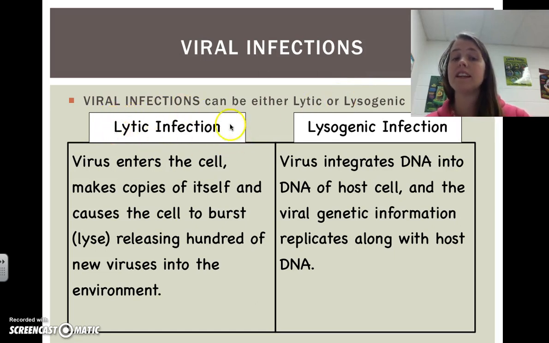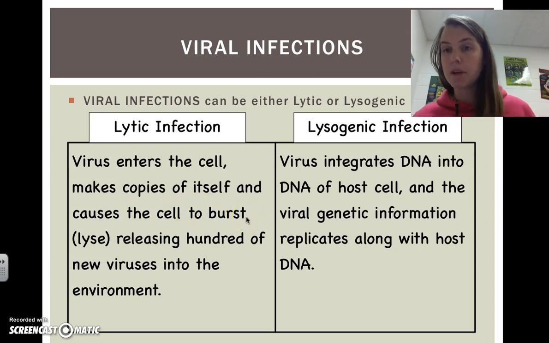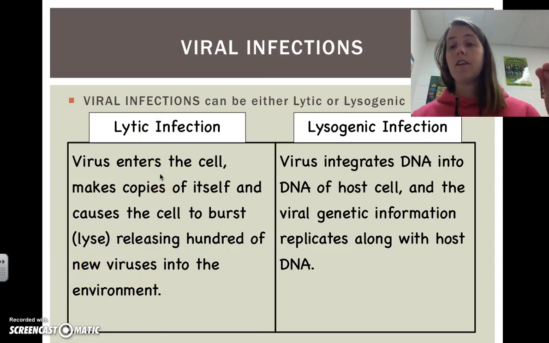If there is a lytic infection, the virus enters the cell, so it actually physically enters the cell, and it makes copies of itself, which cause the cell to burst, meaning the cell will pop because it's dying. And that releases hundreds of new viruses into the environment. So literally, the virus pops into the cell, okay?